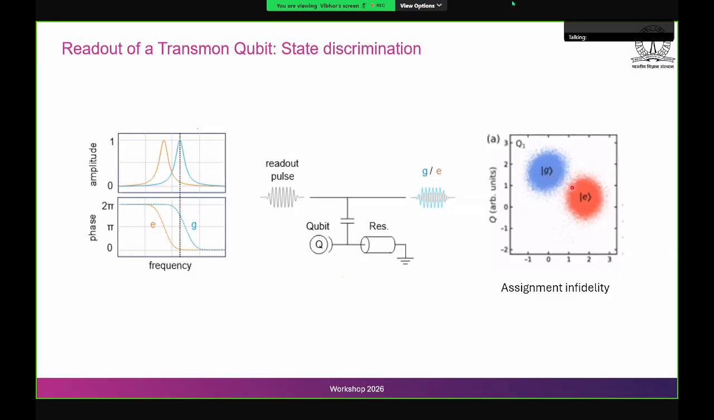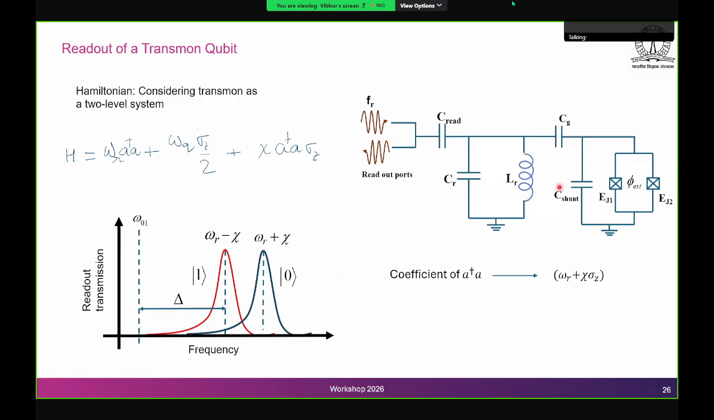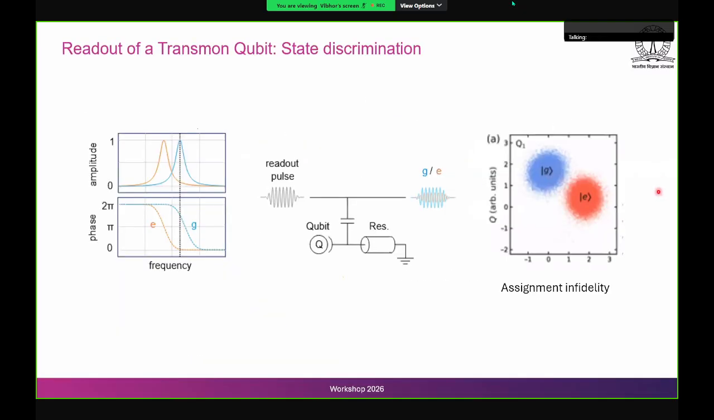So that leads to some sort of infidelity errors, assignment infidelities on the readout. By drawing a line here, for example, in between, which separates the two clouds, you can do a state discrimination on the qubit state. But the idea essentially is that you put another resonator beside it, and you keep on querying what is the resonance frequency of this resonator, and that has the information about what quantum state the qubit is in. Okay, so this is how the readout works.